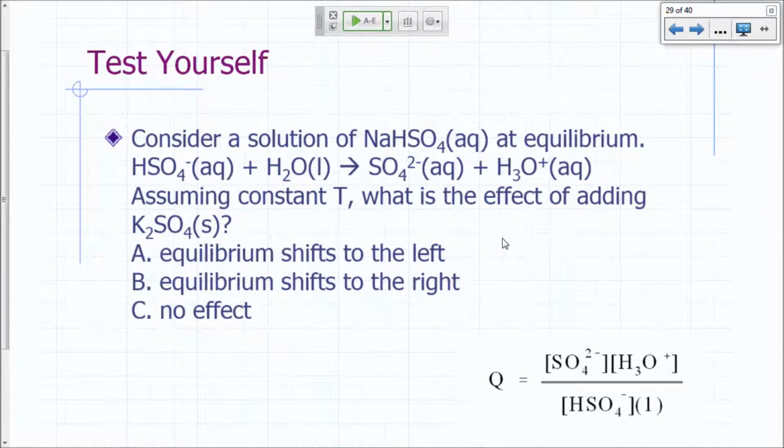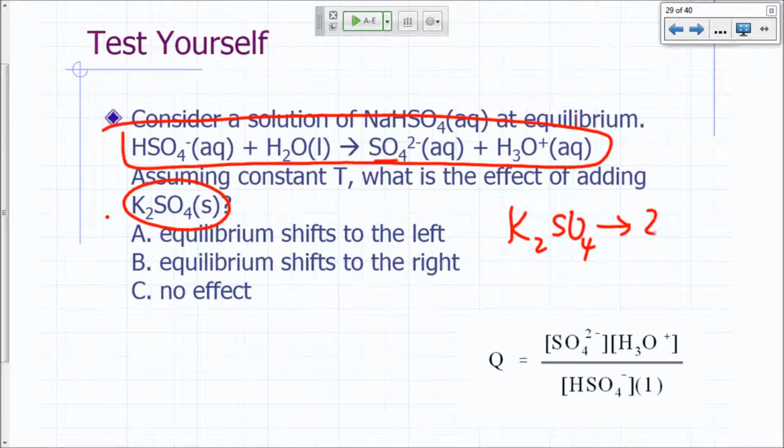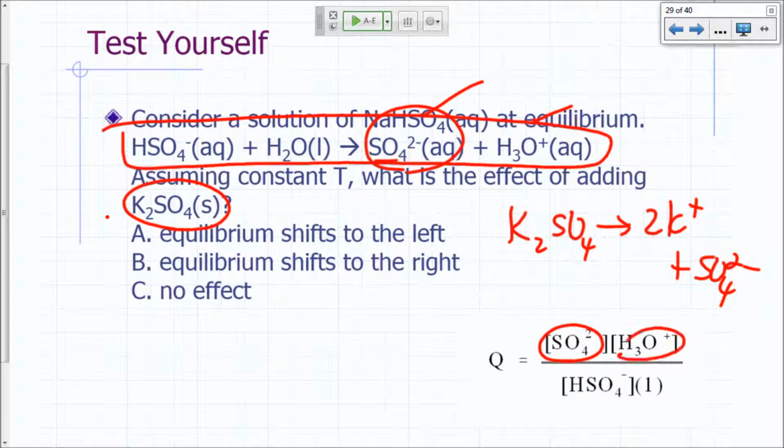So let's illustrate that. Let's look at this reaction right here: HSO4 minus, the bisulfate ion, plus water gives you sulfate plus H3O plus. Assuming constant temperature, what would happen if I add potassium sulfate? What do we know about potassium sulfate in water? It gives you potassium ions and sulfate ions. So if I have more sulfate ions, look at my Q right here: sulfate times hydronium over HSO4 minus, and water is just activity 1, right?